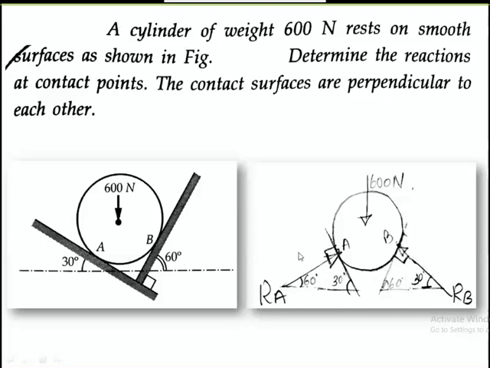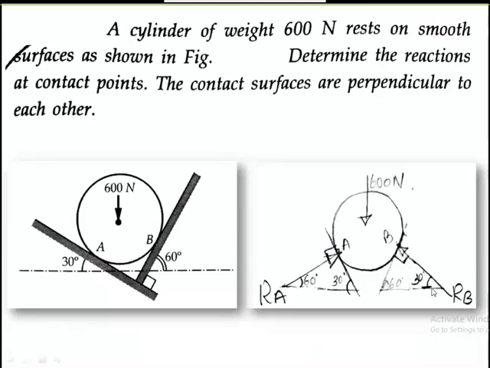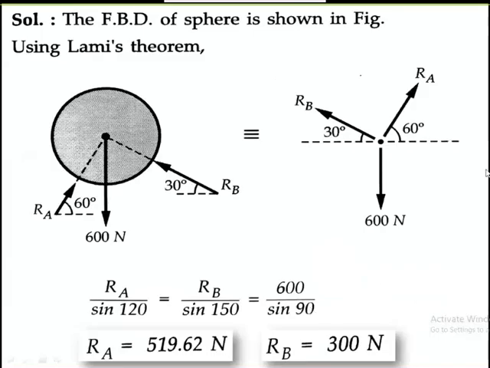We will also shift the RA force from one point to another on the same line of action according to the principle of transmissibility of forces. Also I'll shift RB in this direction according to the principle of transmissibility of forces. You can observe in this diagram that we have shifted the RA and RB forces and written the angle with respect to the horizontal axis. RB is inclined at 30 degree and RA at 60 degree. The weight we always show downwards.